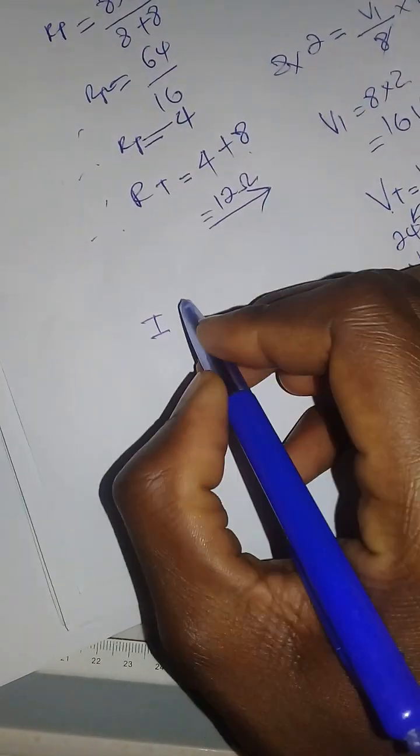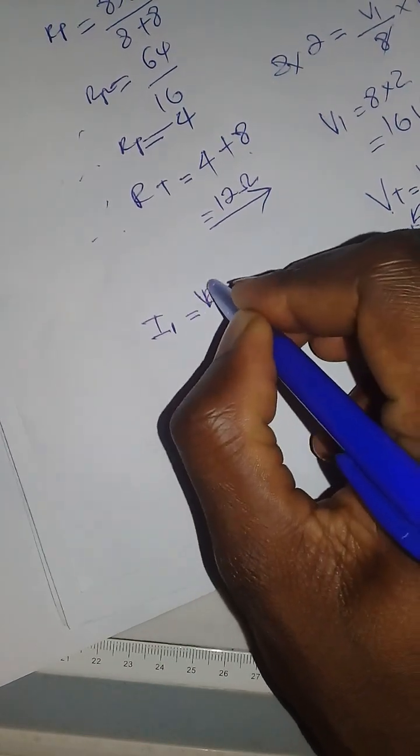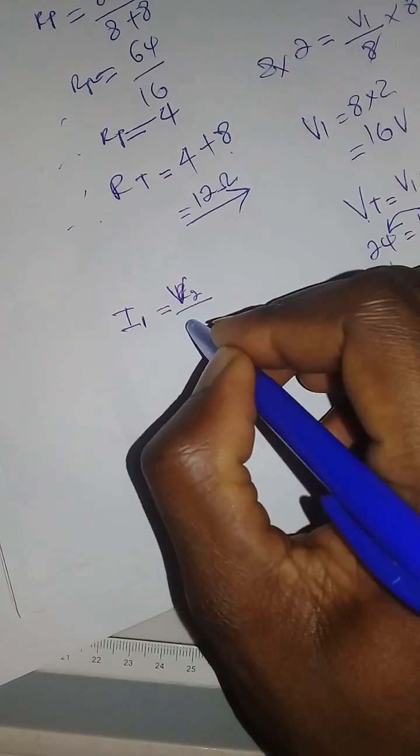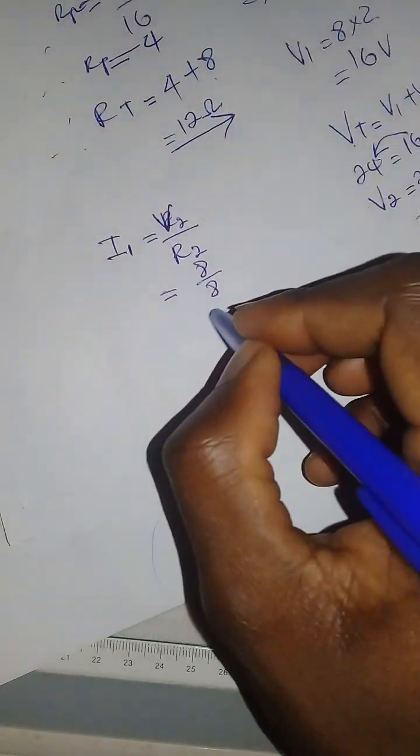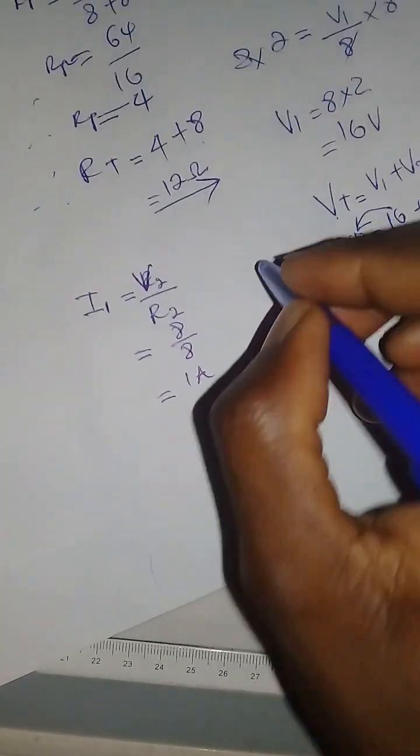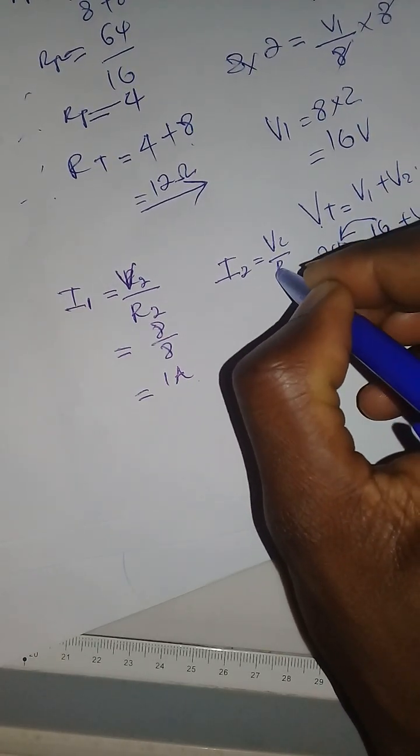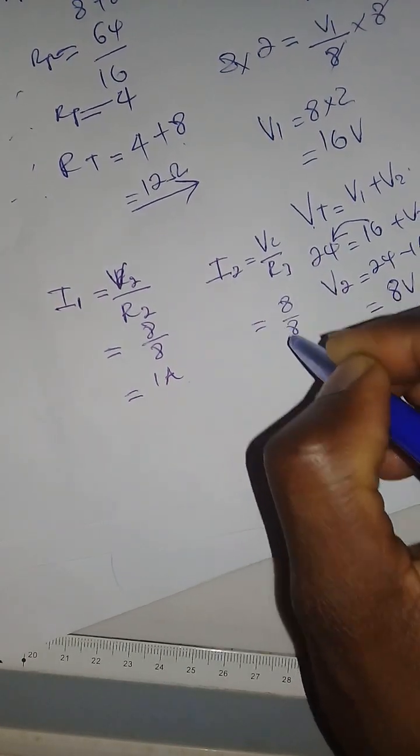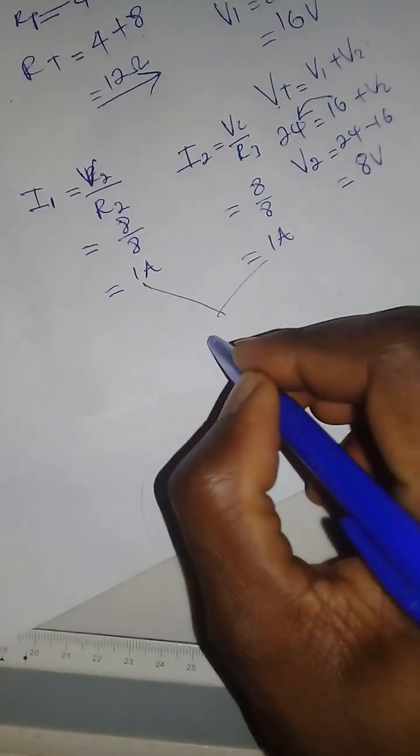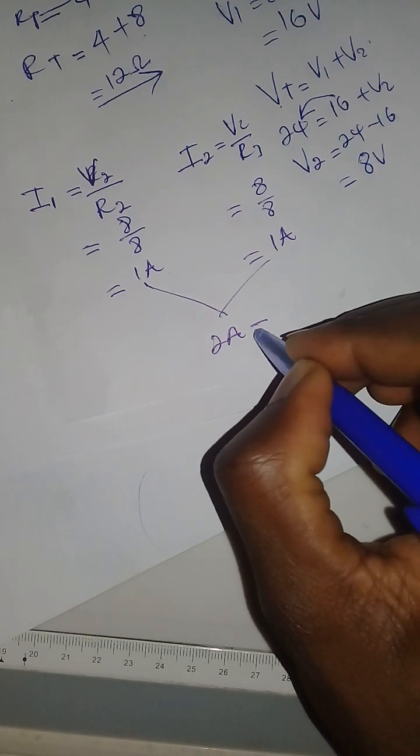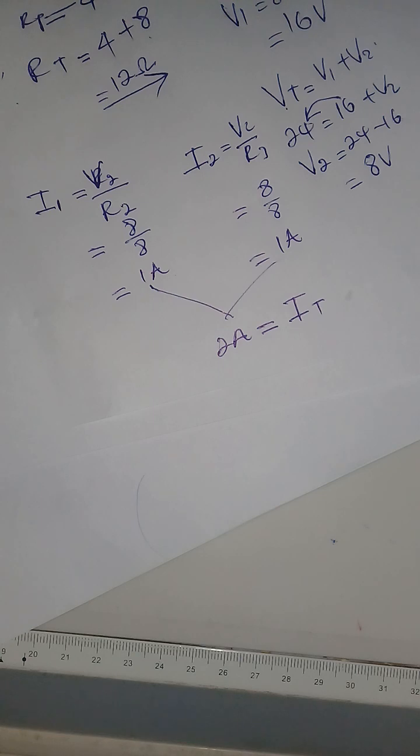So now I1 is equal to the voltage, right? So we can call that V2 over R2. It's equal to, the voltage is 8 and the resistance is 8. That's 1 ampere. Now I2 is equal to V2 over R3, right? 8 over 8, that's going to be 1 ampere. So can you see that if you add both of these, they would give you 2 amperes, which is the same as our I total. So now that means that our calculation is correct.